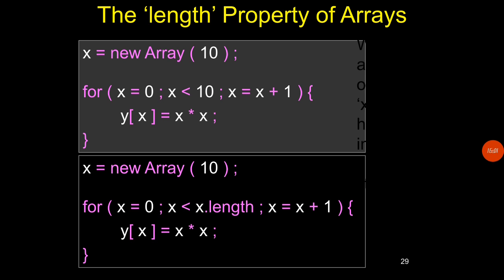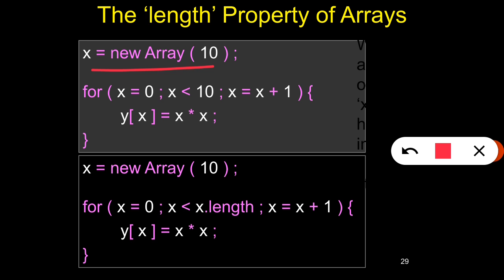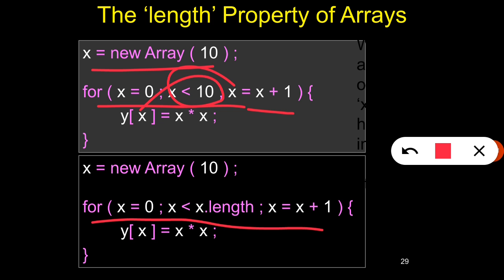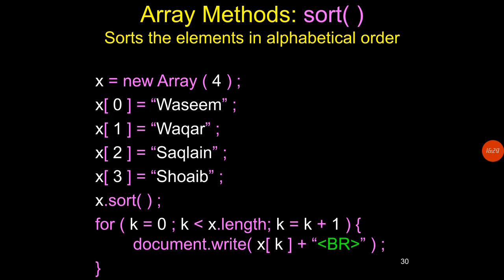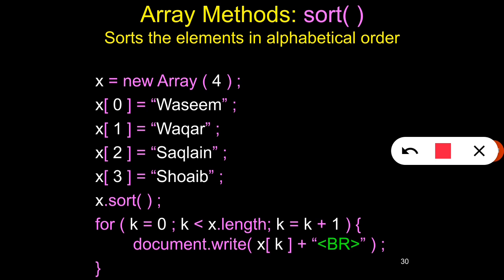And see here, this is how we can use the array. Here x is equal to new array, that is new x is created, and here we are using a for loop, x equal to 0 and x is less than or equal to 10 and x is equal to x plus 1. Instead of this we can write the for loop like this, and this statement calculates the length of the array. And array method sort, so it sorts the elements in alphabetical order.